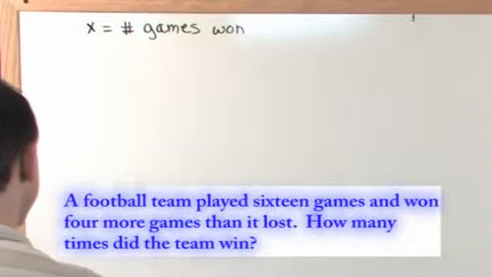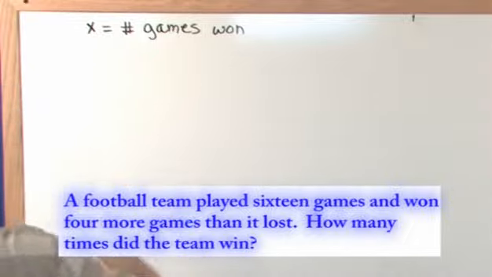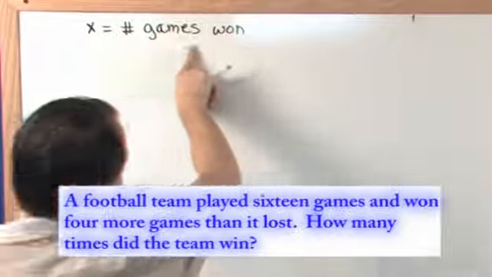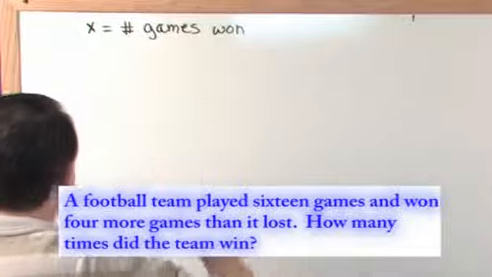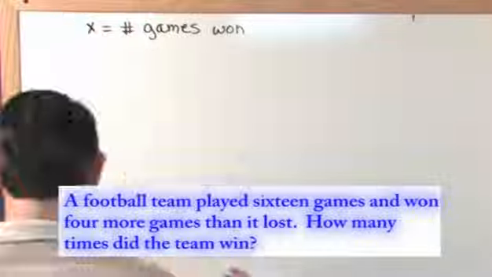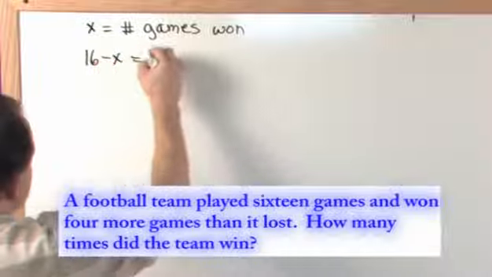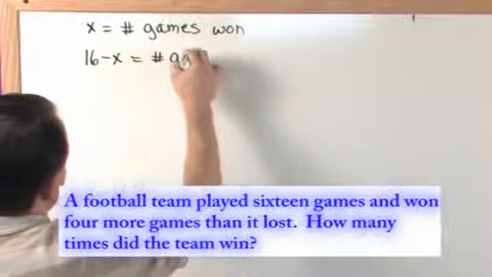So let me go through one little more intermediate step, and we'll continue writing our stuff down, and you'll see why we need to do this. If x is the number of games we won, and if they played 16 games in the whole season, then 16 minus x must be the number of games lost.